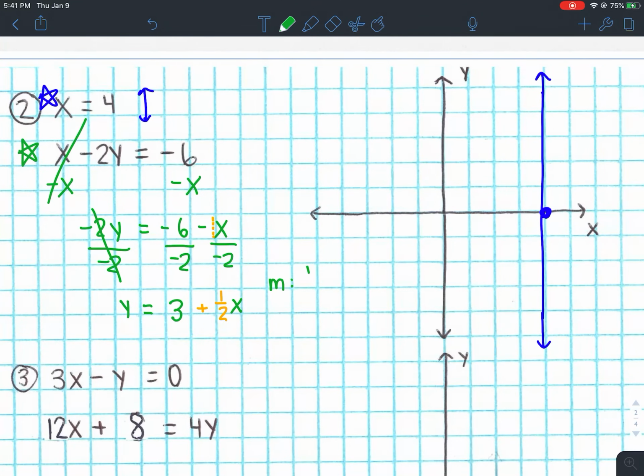So our slope here is going to be 1 over 2 or negative 1 over negative 2.